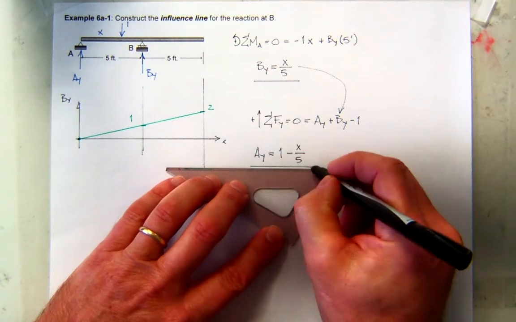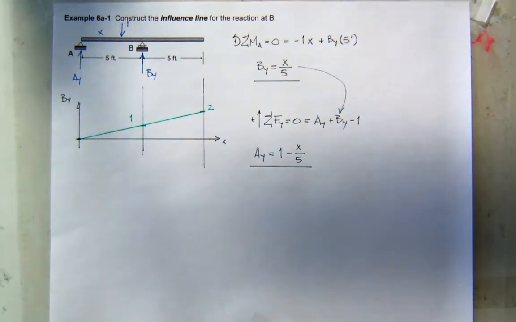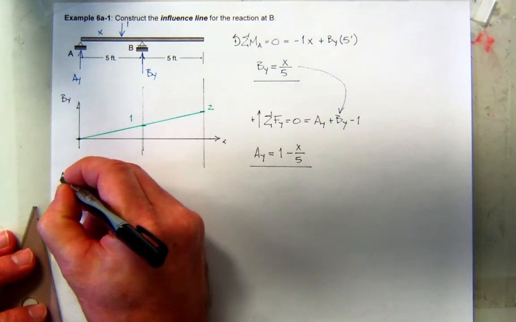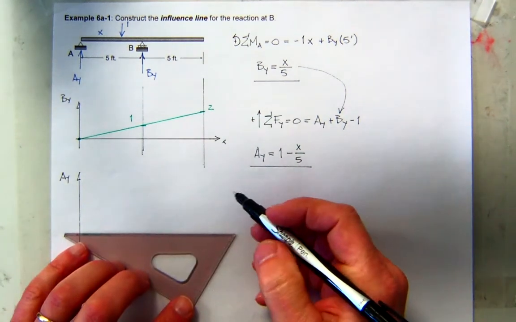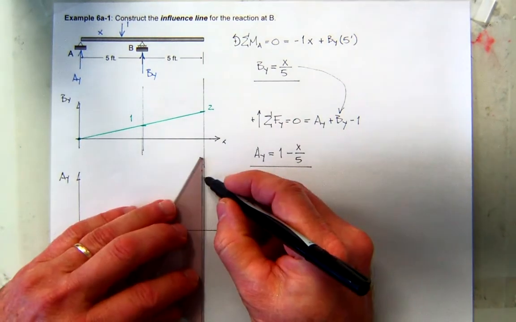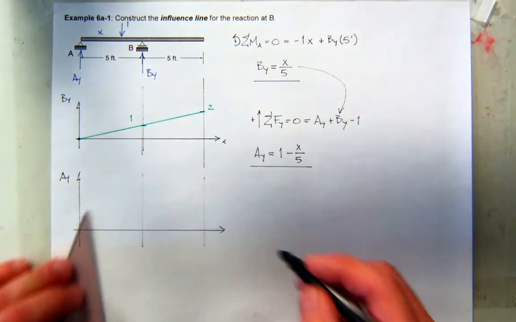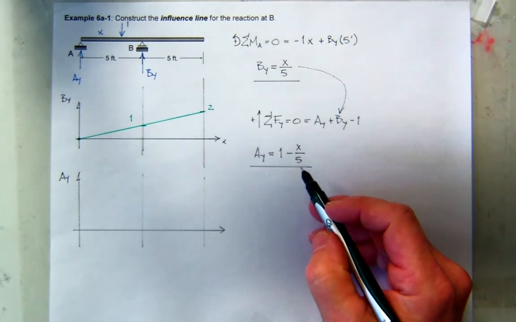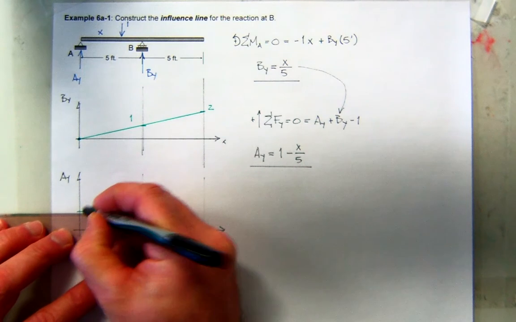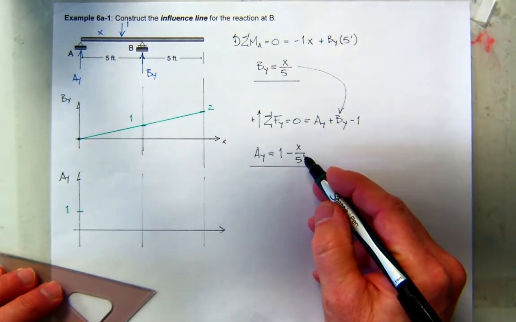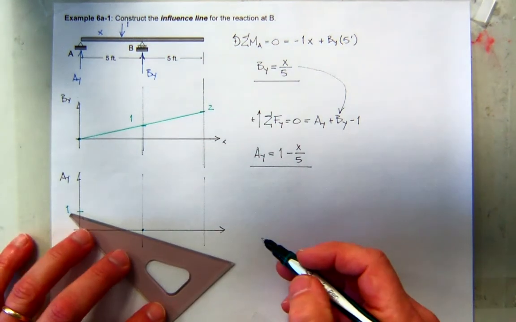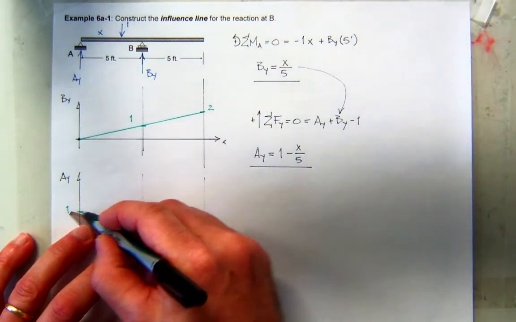And what if I were to plot that? On the ordinate, that's going to be Ay as a function of x. There are our 2 points. So let's plot that. When x is 0, what do you get? You get 1. When x is 5, what do you get? 0. When x is 10, what do you get? You get minus 1.